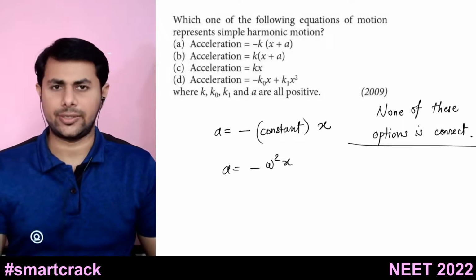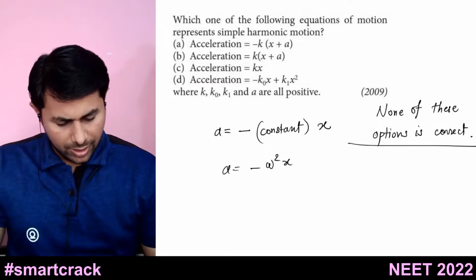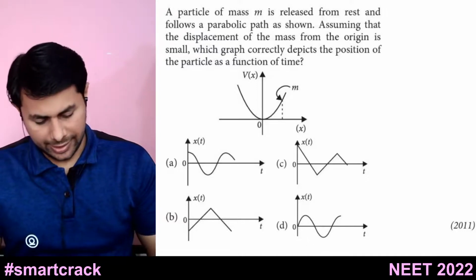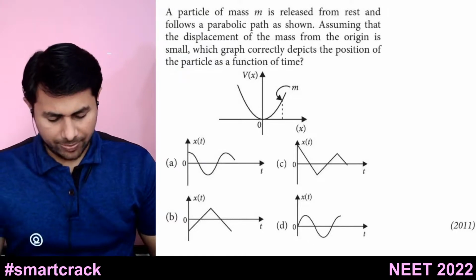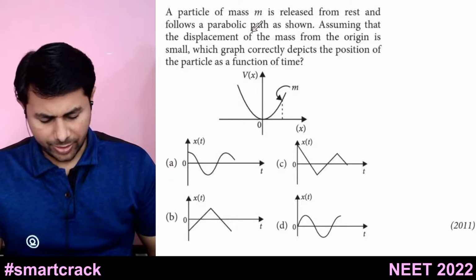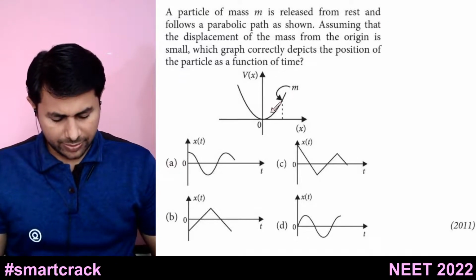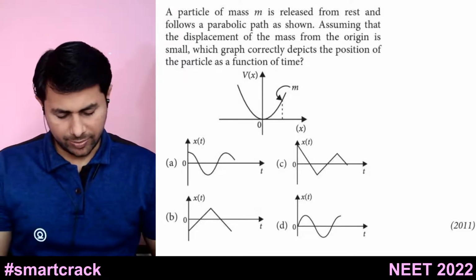This is the answer. Okay. All right. Then let's move on to the next problem. The next problem is: a particle of mass m is released from rest and follows a parabolic path as shown. Okay, it is released from rest and it follows this parabolic path. It moves in this parabolic path.